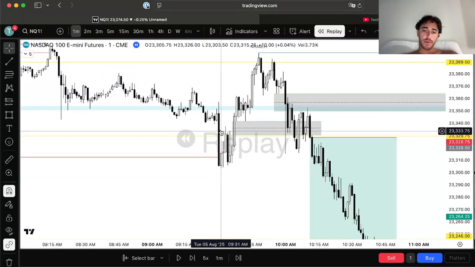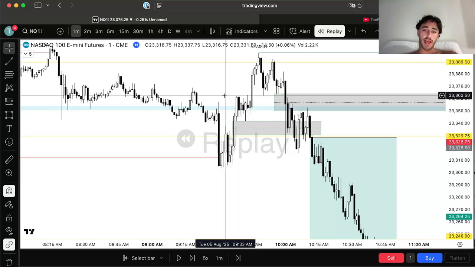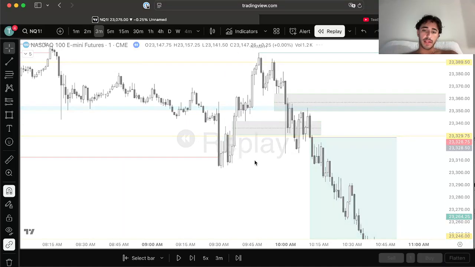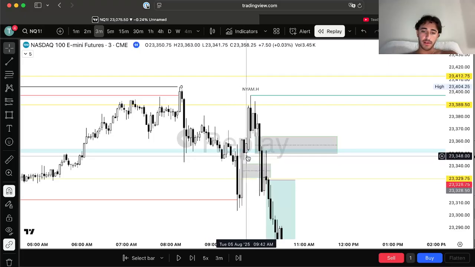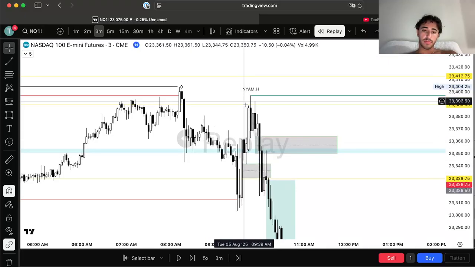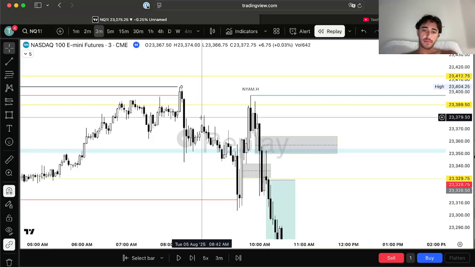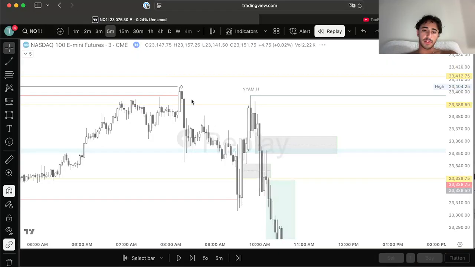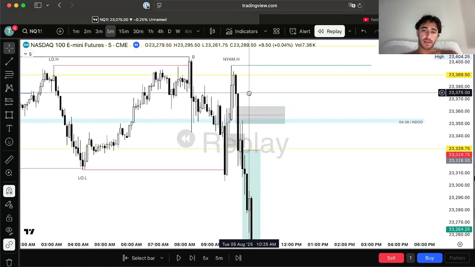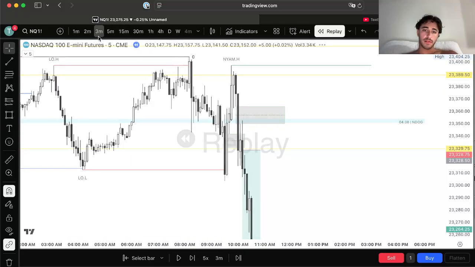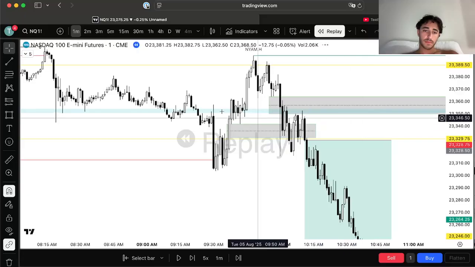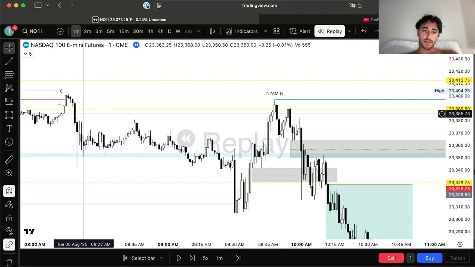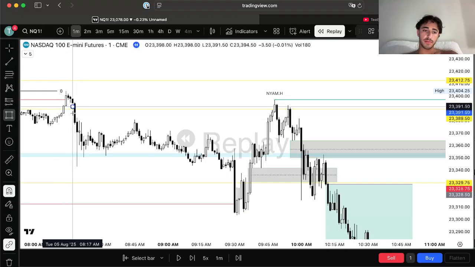sweep of London, strong reaction, boom, 3-minute gap tap as well. 3-minute gap tap right here. And then boom, deliver right to this 1-minute fair value gap that was untouched. And this order block right here, right? This 1 minute was untapped. This is my target. And this is kind of a balanced price range in here too.